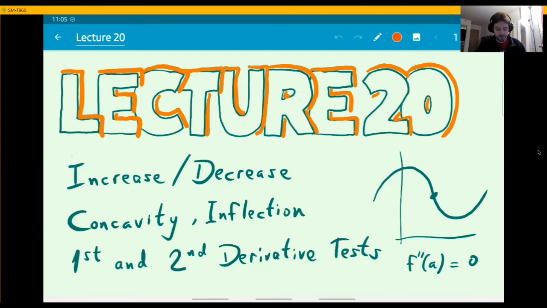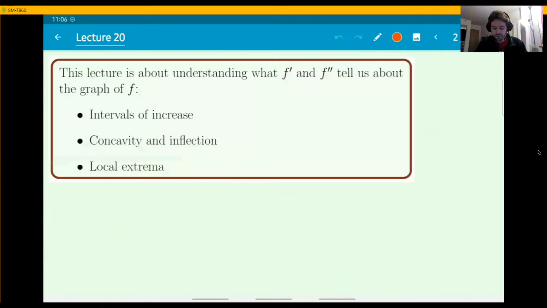So we want to understand how to find places where the graph is increasing or decreasing, and places where it is concave up or down, and also where that changes, which is called an inflection point. And there are going to be two derivative tests, first and second, that allow you to classify critical points as minimum or maximum. That's the goal for today. So this box just says everything that I just said.